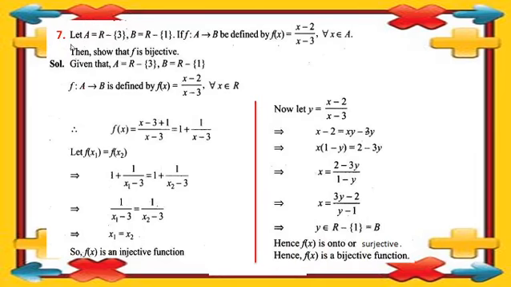Question number 7. Let A is equal to R minus 3 and B is equal to R minus 1. The function is defined from A to B and it is given as (x minus 2) upon (x minus 3).